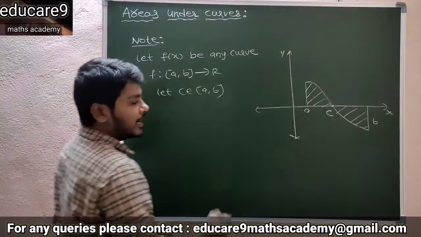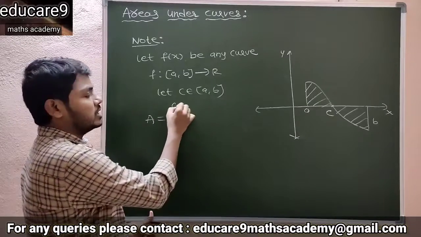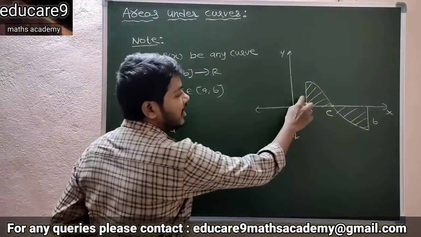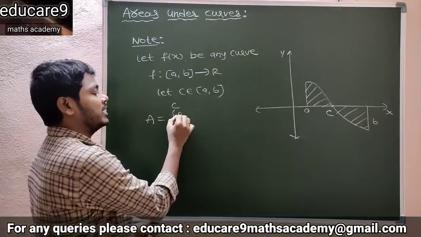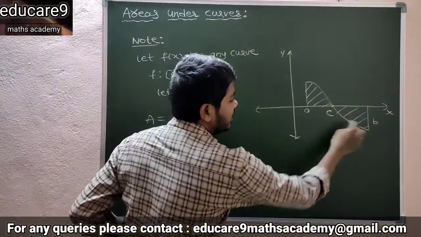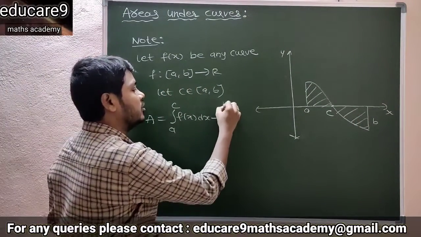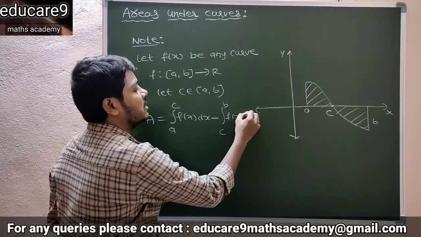So therefore the required area is what? A is equal to the integral a to c. In this interval the graph lies above the x-axis, so write f of x dx. And in this interval c to b, the graph lies below the x-axis, so write minus integral c to b f of x dx.